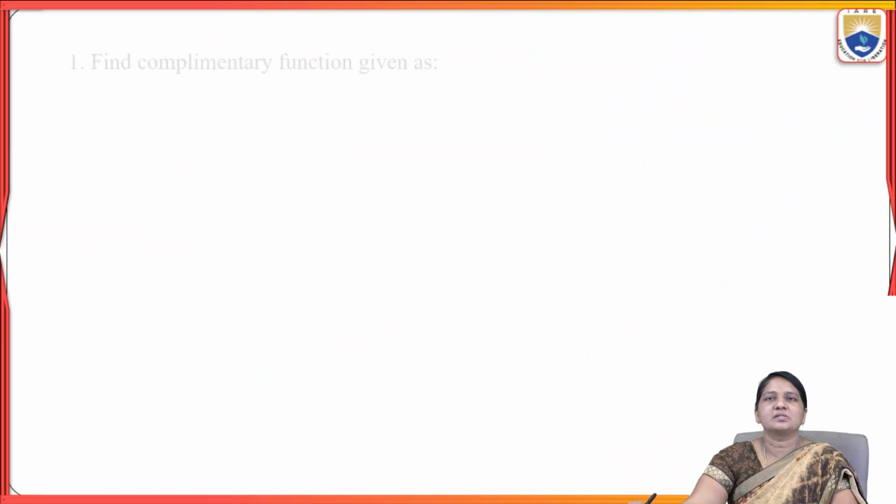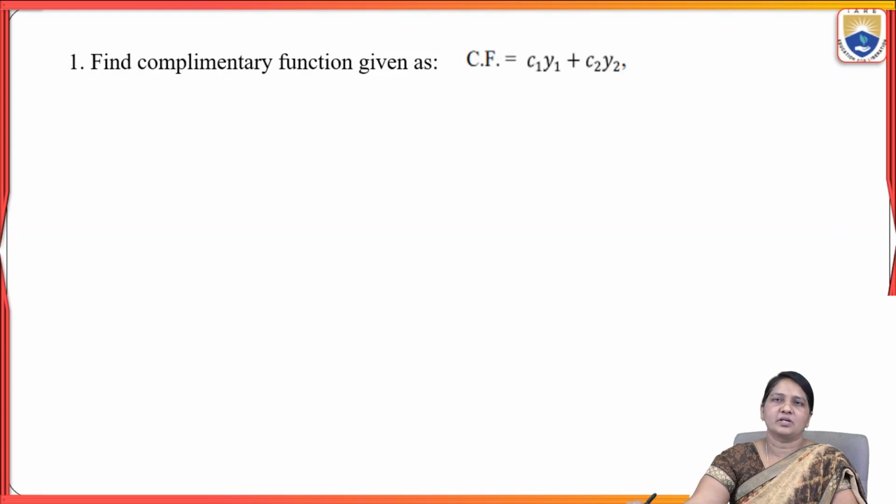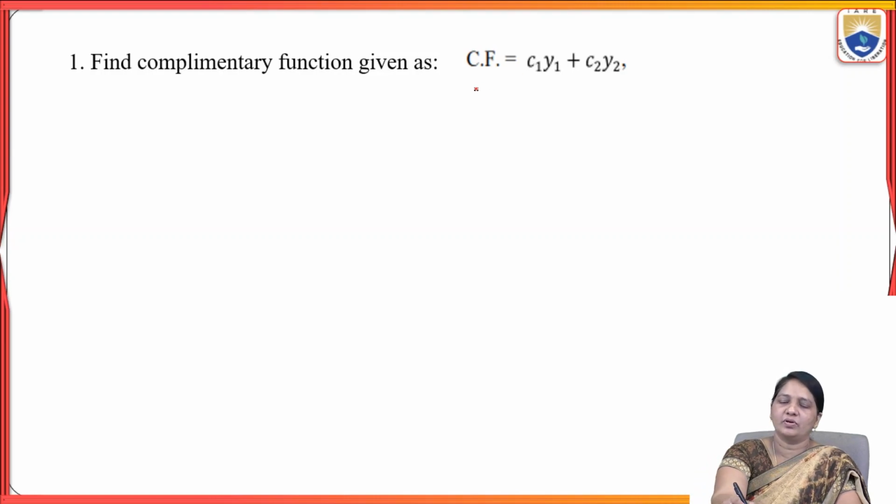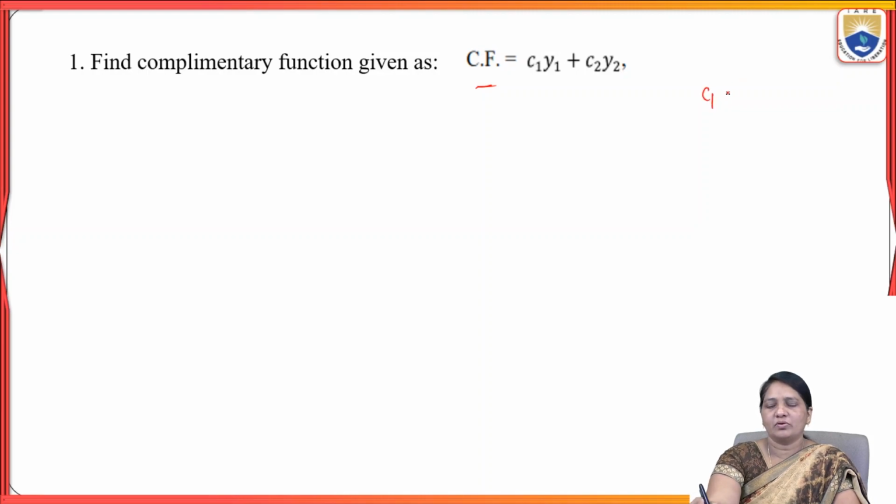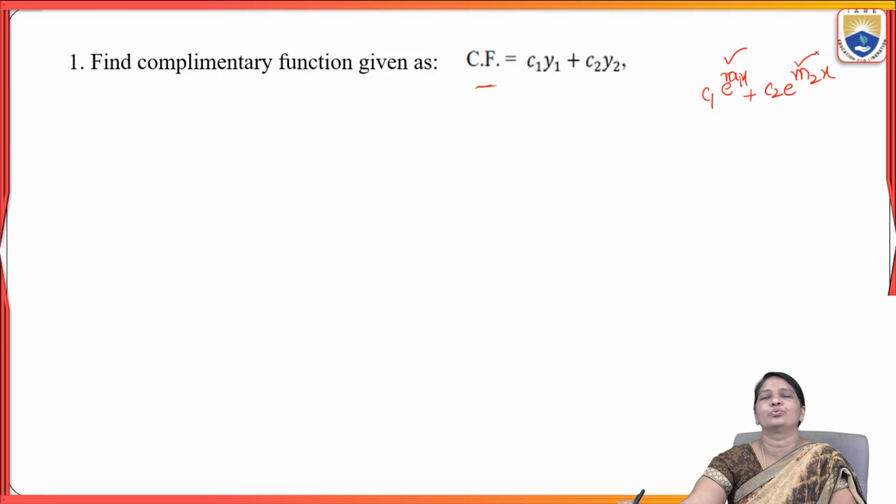Based on this, what is the first step we have to do? We have to find the complementary function. What is the complementary function? Already we know, the complementary function is c1 into e power m1 x plus c2 into e power m2 x, where c1 and c2 are arbitrary constants. It is based on the roots. For the second order, we are going to get m1 and m2, that means two roots. So this is the complementary function.